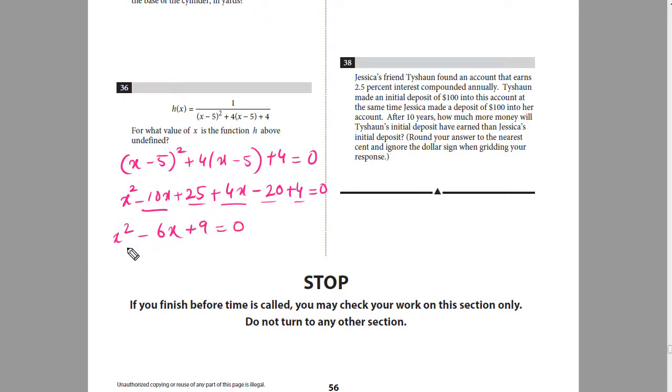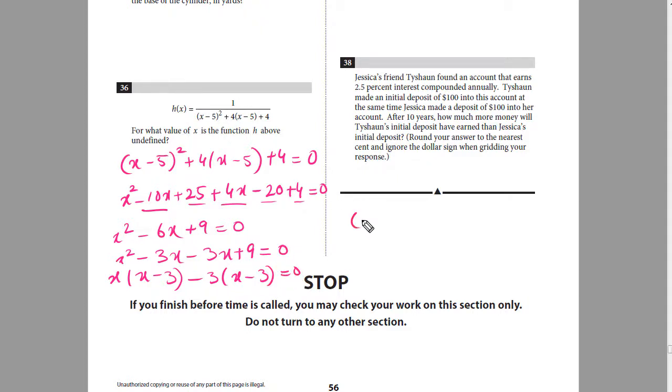Now we will solve for x. For this one, I'll break the middle term. So x squared minus 3x minus 3x plus 9 will be equal to 0. From here I'll take x as common, so x minus 3. From here I'll take negative 3 as common, so x minus 3 will be here, equal to 0.